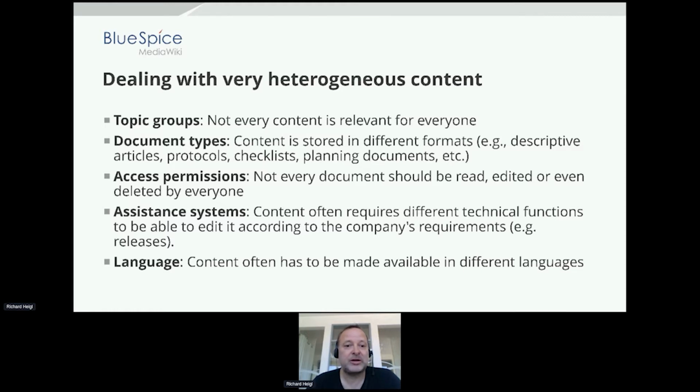Classical descriptive articles, as we know them from Wikipedia, but also pre-structured things like protocols, checklists, planning documents, reports, and so on. These document types should be found, or a knowledge base should provide the possibility to store them there, so that people can find them.